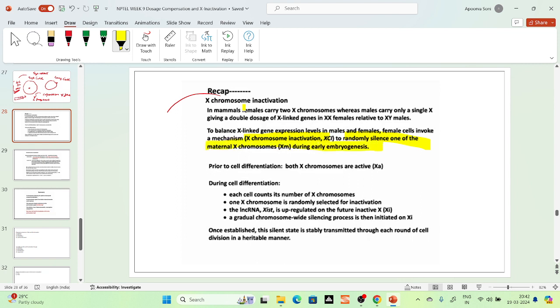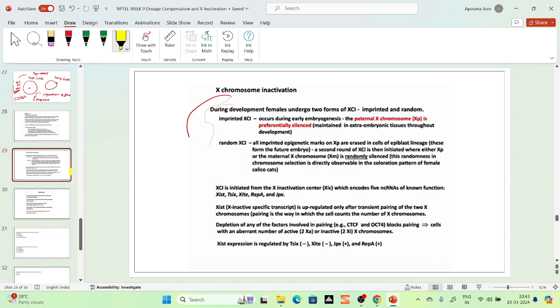Now, during cell differentiation, each cell counts its number of X chromosomes. One X chromosome is randomly selected for inactivation, then Xist is upregulated, and then there is a gradual chromosome-wide silencing. This is what we have studied, nothing different. And then there are two kinds of X chromosome inactivation, imprinted and random. We have already studied that imprinted means it is fixed, and random means it is not fixed.